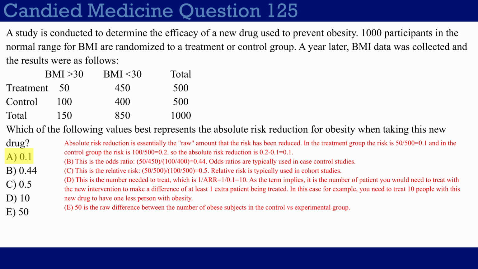Choice E, 50. This is just the raw difference between the number of obese subjects in the control versus experimental group, which is 100 minus 50. Not a terribly useful calculation on its own.